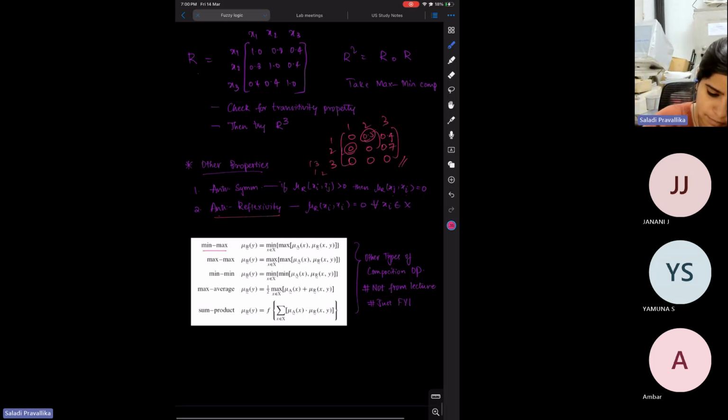So one is min max. What you do is you take the maximum first, and then you take the minimum over x. Max max is when you do both max operations, and min min when you take both minimum operations, and then you have max average where you take max and then you take the average. So you add up these two and divide it by 2. So that is max average. And then you take sum product. So this is a bit different. This is just to make you all aware that there are other types of composition operators apart from the two operators that are discussed in the class.